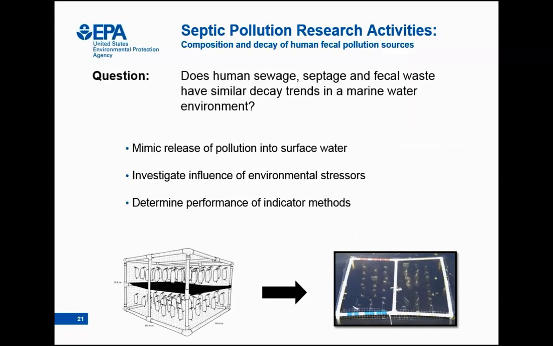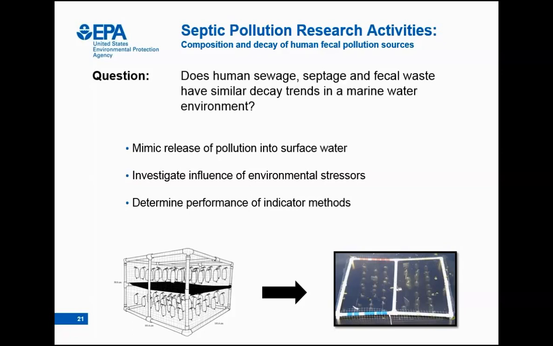And the second study I want to tell you about has to do with the composition and decay of human fecal pollution sources. So today we're talking mainly about septic system pollution, but there are other types: sewage, treated and untreated sewage, and even raw fecal material that have different ways of finding their way into surface waters. And so we wanted to do a study to ask, does human sewage, septic, and fecal waste display similar decay trends in a marine water environment?